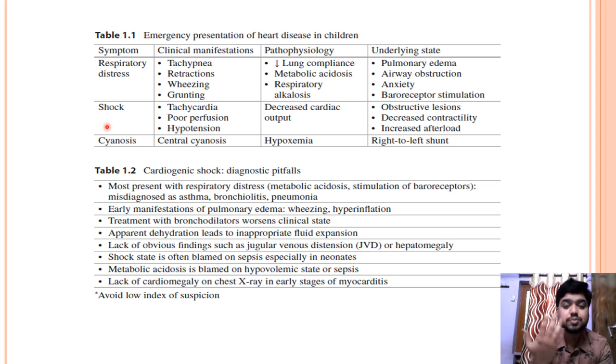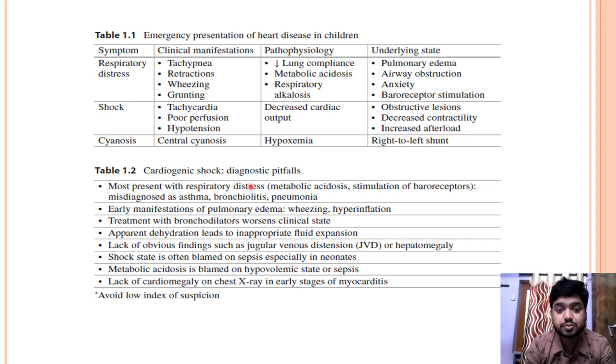Because of central cyanosis, because of hypoxemia, where the shunt goes from left to right to left of the heart. So right-sided desaturated blood, when it mixes with left-side 100% saturated blood, there will be a mixing, and ultimately the child will be cyanosed. Then cardiogenic shock, usually diagnostic pitfalls.